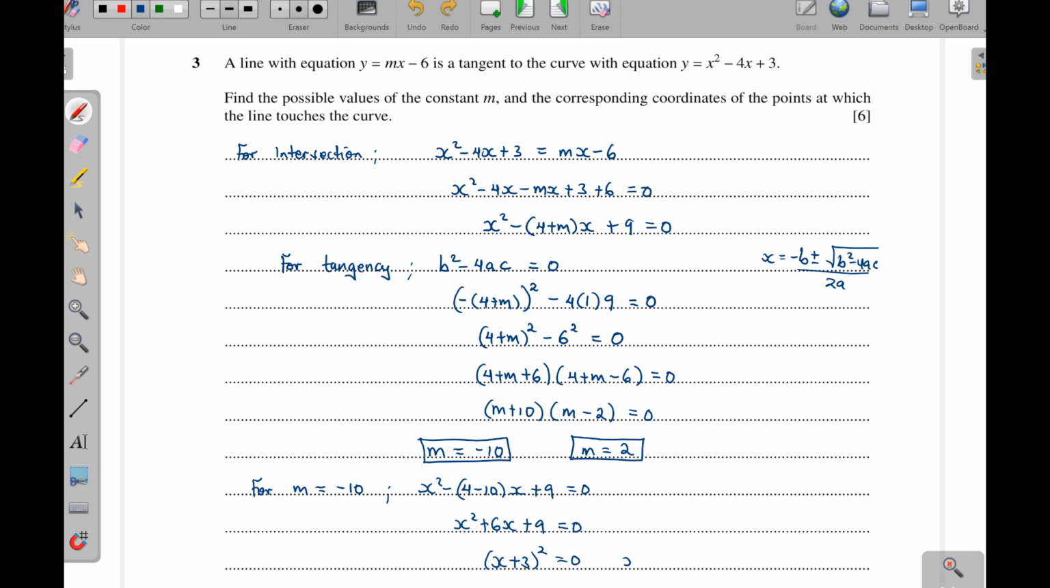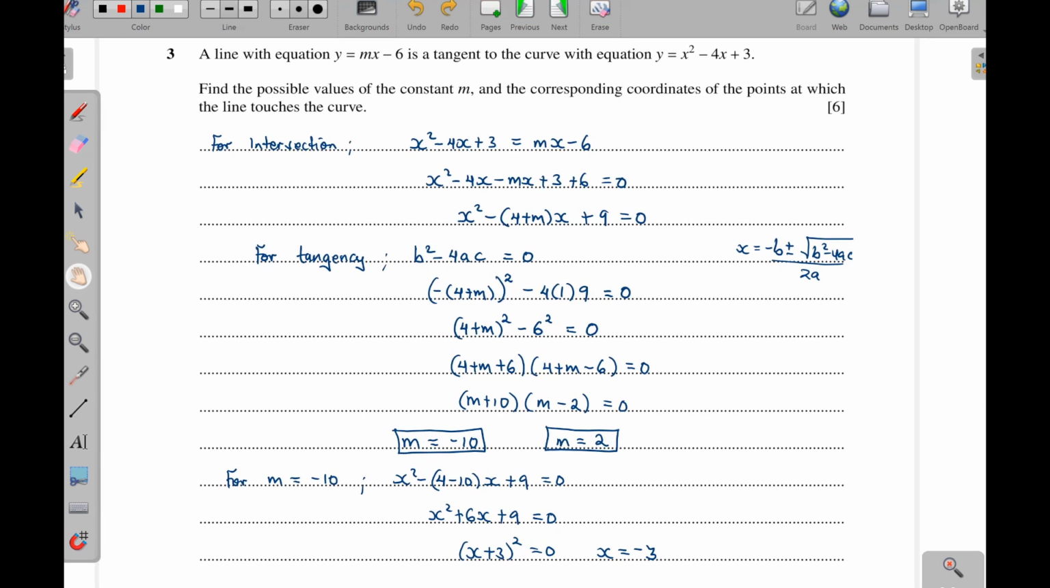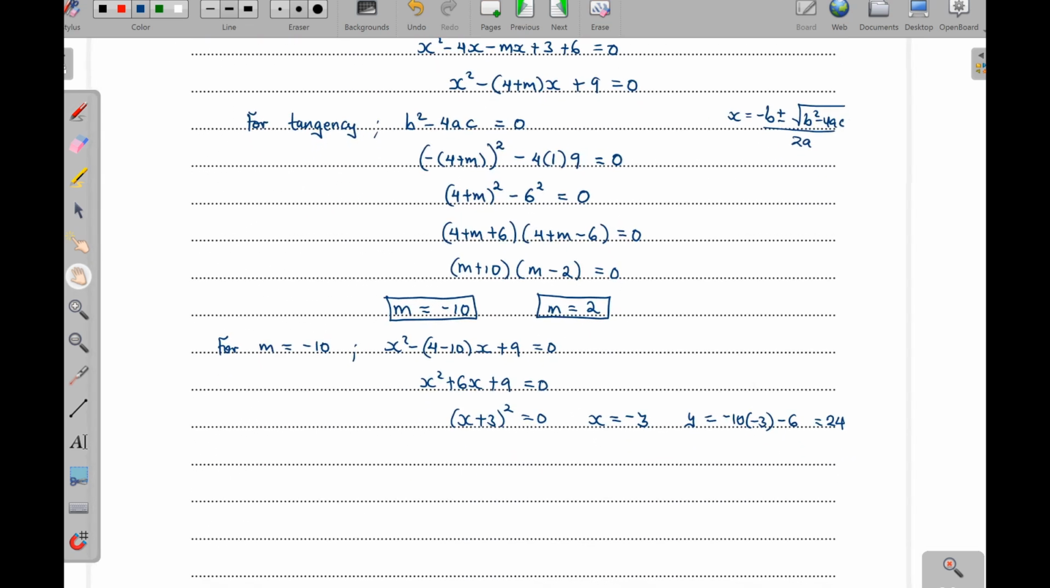So from here, x will then be equal to negative what? 3. And they said coordinates. So after getting the x coordinate, then I can go for the y coordinate. So the y coordinate here is going to be, I can substitute here or here. So using the equation of the line, m is negative 10, then times the x I've gotten as negative 3, that will be 30, then minus 6. 30 minus 6, don't you get 24? Yes, so that means one of the coordinates is going to be negative 3 and then 24.